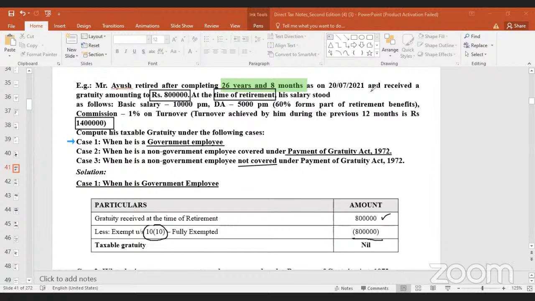Next one. When he is a non-government employee and is covered under the Payment of Gratuity Act.